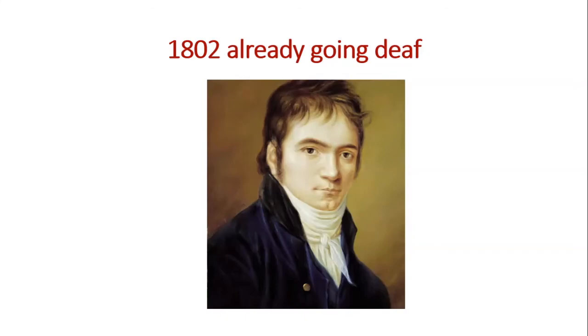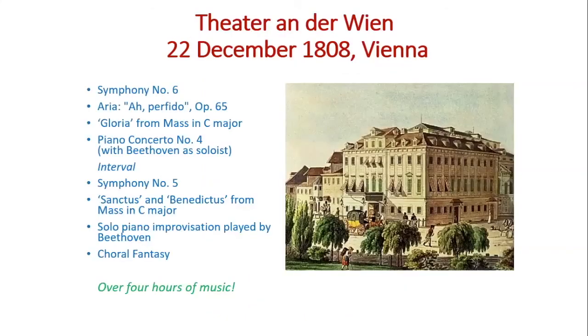It was conducted by Beethoven himself and included the following works. So we have his Sixth Symphony, then the Aria Ah! perfido, opus 65, then the Gloria from his Mass in C, then the Fourth Piano Concerto with Beethoven himself as the soloist, then an interval, then the premiere of the Fifth Symphony, then the Sanctus and Benedictus from his Mass in C major, and then a solo piano improvisation performed by Beethoven himself.